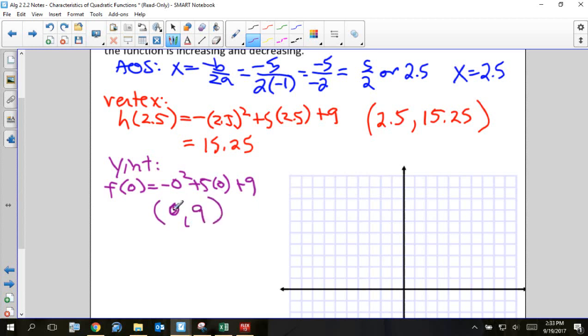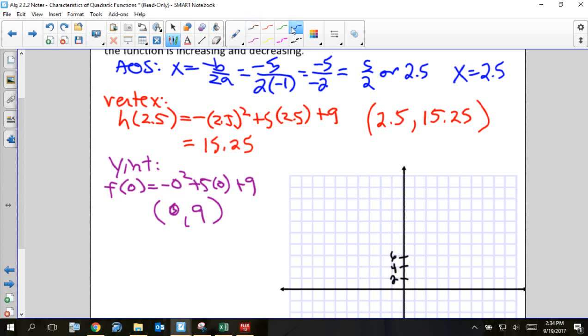Do I need to change my scale? Yeah, I'm going to need to change my scale. I think I'm just going to count my 2's on the y, but I can't read your mind. If you do change your scale, you do need to go over and say, hey, I'm changing my scale. There, I did it. I changed my scale. I'm only counting by 1's on the x-axis, so I don't need to write anything.